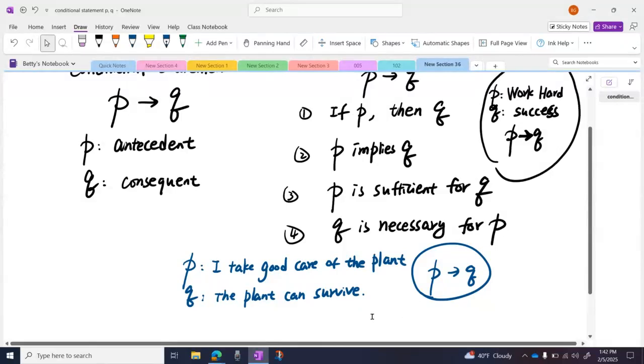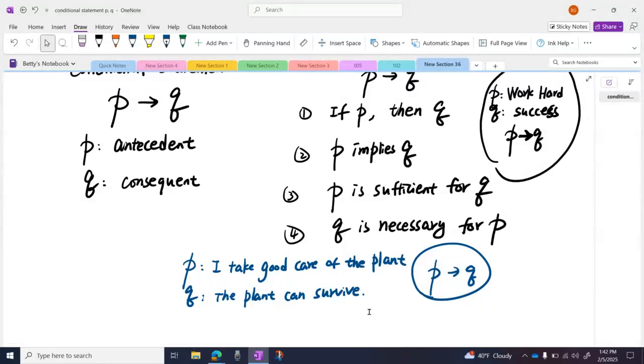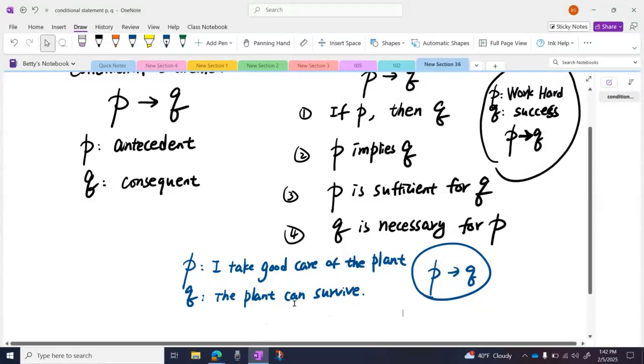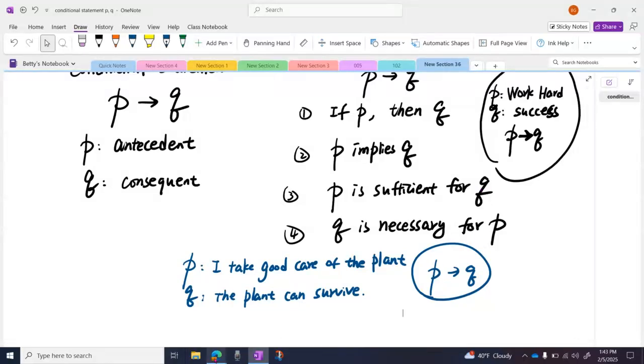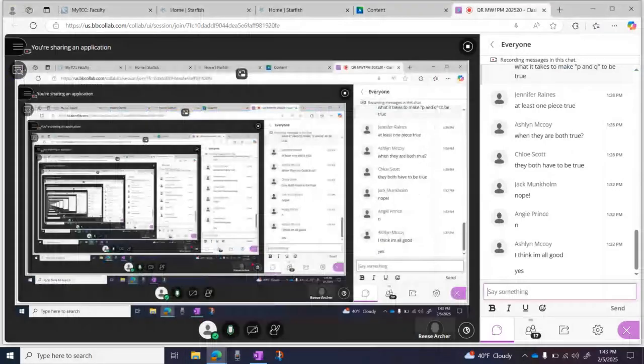Do you agree? In this case, taking good care of the plant is the antecedent. The plant survives is the consequent. If I take good care of the plant, if that condition is met, and that condition is sufficient, is enough for the plant to survive, for the consequent to occur. So that's why we have a third way to express a conditional: P is sufficient for Q. The antecedent is sufficient for the consequent. Does that make sense? Okay, very good. Perfect.